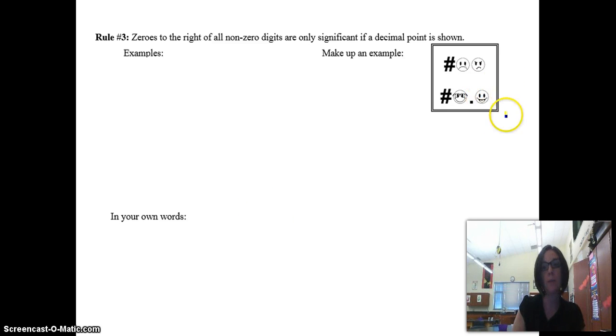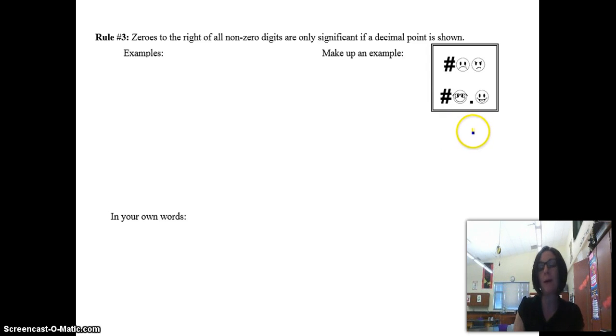So if you look in the box here, we have the first situation, there is no decimal point shown anywhere. So both of those zeros are frowny faces, meaning they are not significant figures. But in the bottom example, I have smiley face zeros, and there is a decimal point shown.